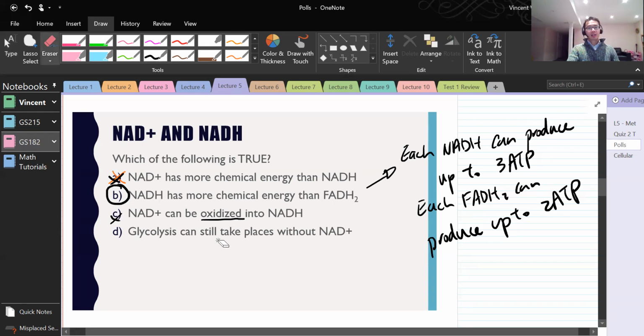And finally, glycolysis can take place without NAD+. You need the NAD+ there to capture the electrons. If nothing is capturing the electrons, the reaction will not go. Therefore, this is not the correct answer either. Okay, so B is the right choice.